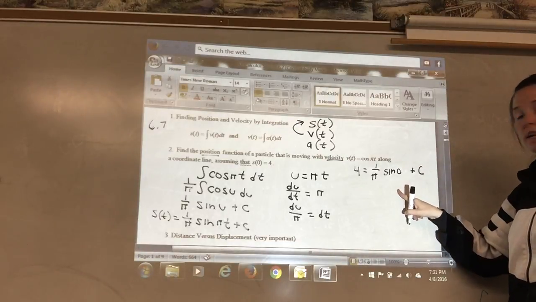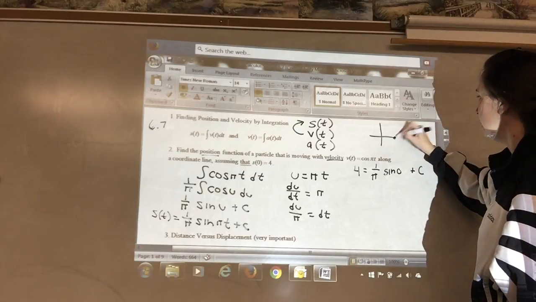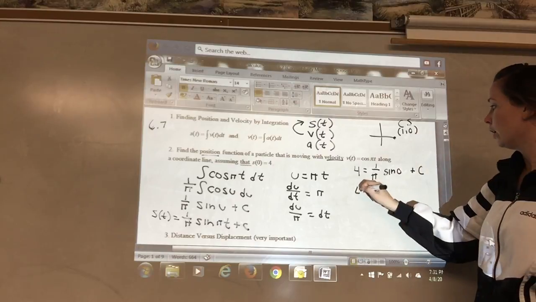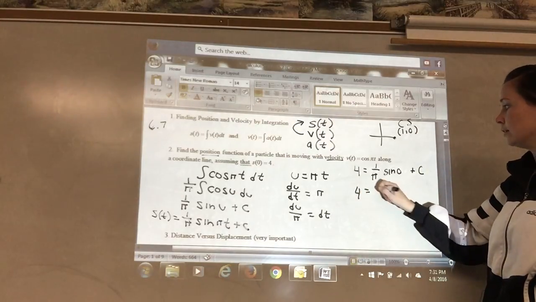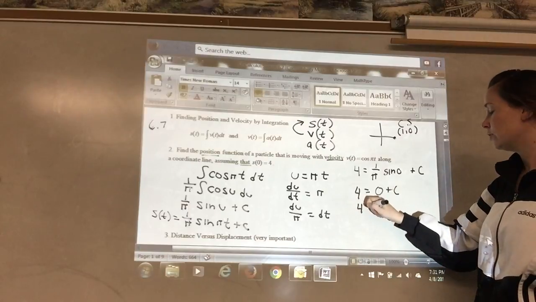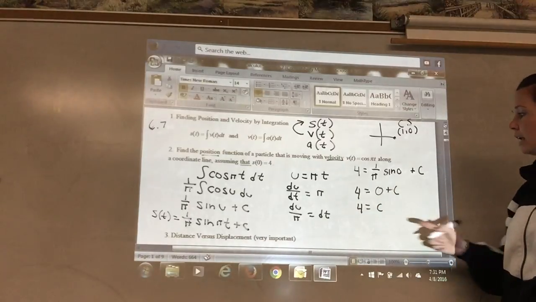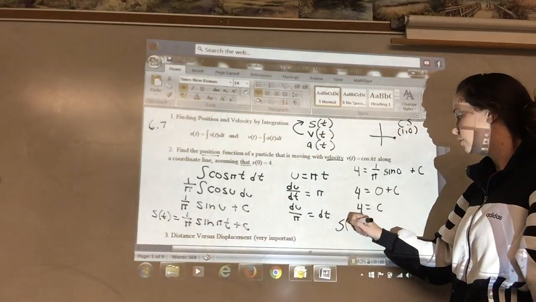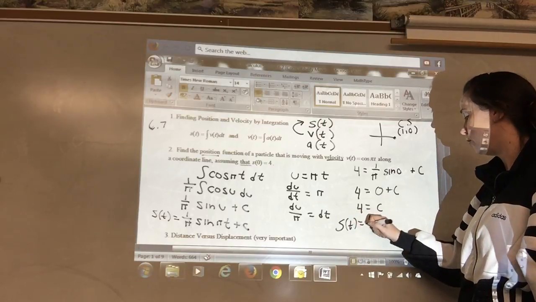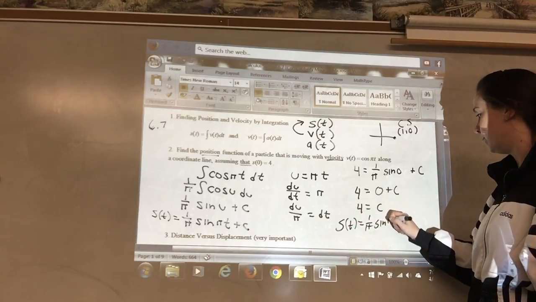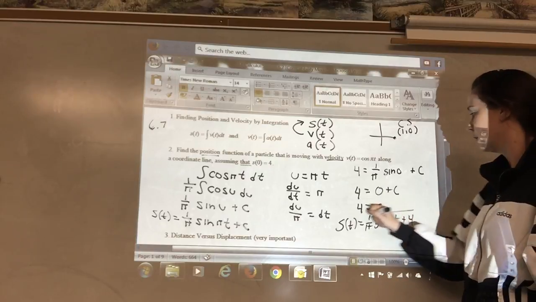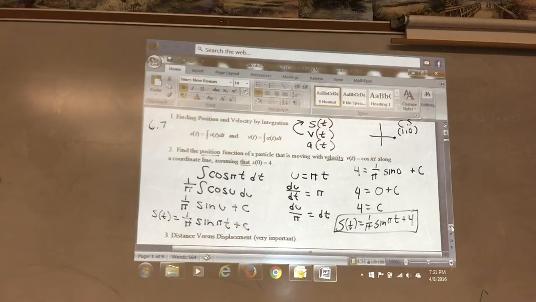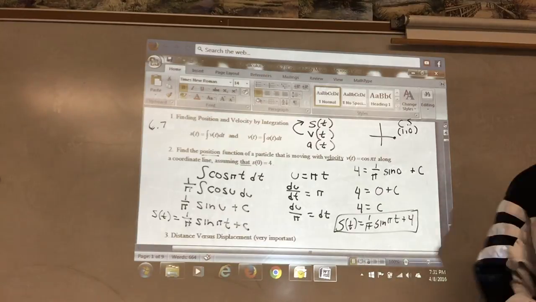So the sine of 0 here, we should all know that at this point. Let me draw that out for you. It is 0. So 4 is equal to 0 plus c. And what I just found was my value for c. So now that I know this, I can make a better answer here. My answer would be the position function is 1 over pi sine of pi t plus 4. Okay, so the condition that they provide in this problem helped me find the constant of integration. Okay? All right, so let's move on.